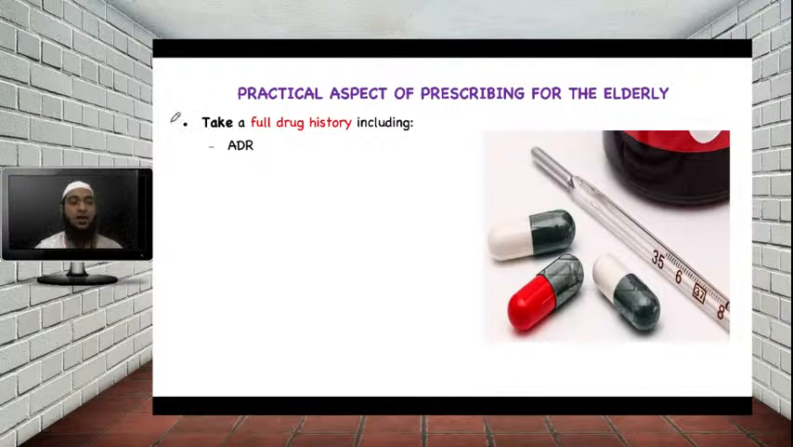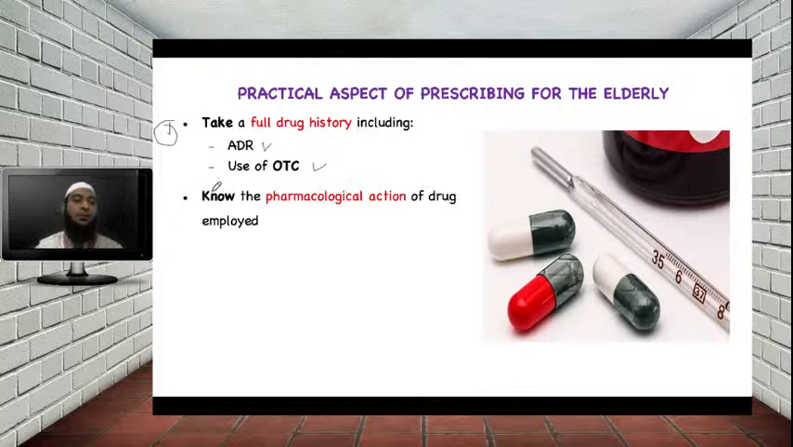My first advice is to take a full drug history, including adverse drug reactions and use of OTC products by the elderly patient, because sometimes they are also taking OTC products and they may produce a drug interaction when a prescription drug is given. So when they come to your medical shop, you must be cautious. You must take a full history of the ADRs they had in the past, and whether they are already taking any over-the-counter medicine. So take a full drug history, first strategy.